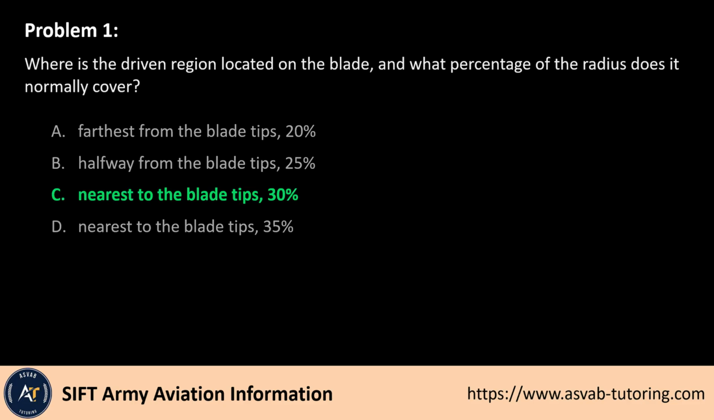The answer is C. In the context of helicopter autorotation, the driven region is the area of the rotor blades where the lift and drag forces are generated, effectively driving the rotor blades. This region is located nearest to the blade tips, furthest from the hub. It typically occupies about 30% of the rotor blade radius.